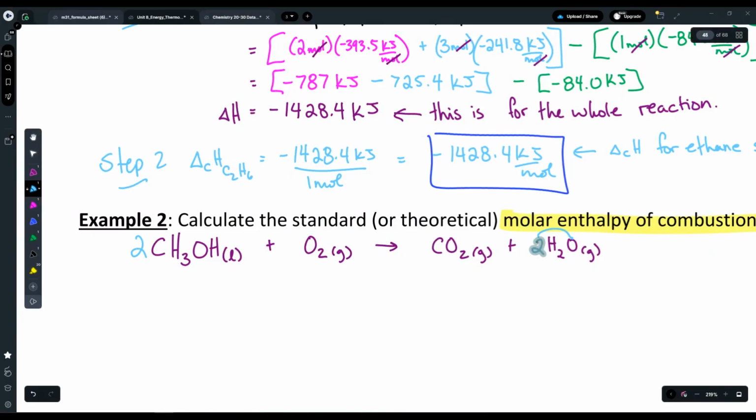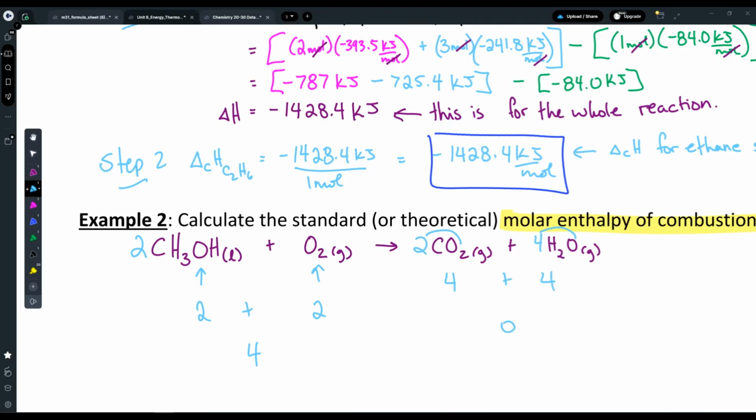So I'm going to actually erase this, and we're just going to start over again. So we got 2 carbons going in, 2 coming out. Originally it was 4, but 4 times 2, so we have 8 hydrogens going in. Now we have 8 coming out. And for oxygens, we have 2 plus 2, so we got 4 going in. And we got 4 from here, and we got 4 from water vapor, so we got 8 coming out.